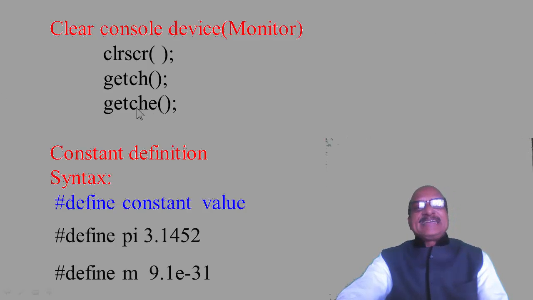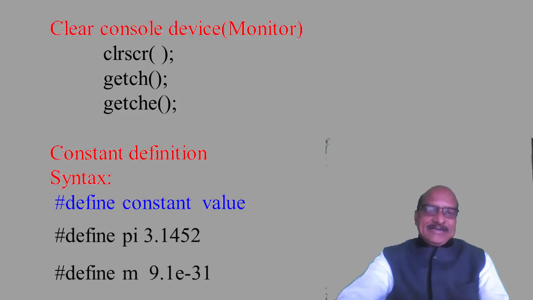Getche is also an input statement, an input operation, and here it will receive one character and it is echoed on the monitor. So that is the difference between getch and getche. Getche means whatever character is received from the keyboard is echoed or displayed on the monitor screen.